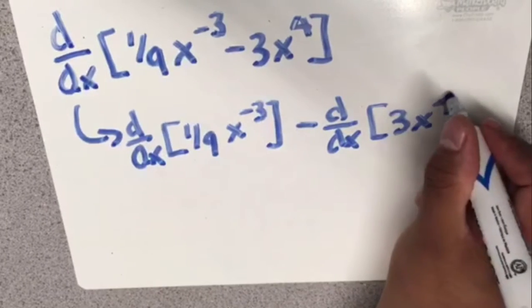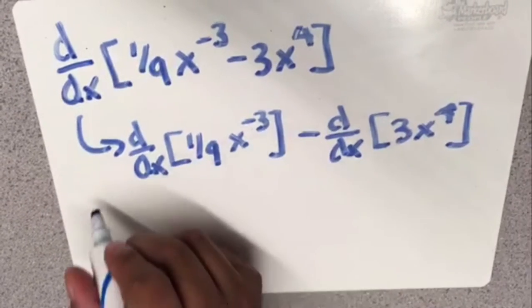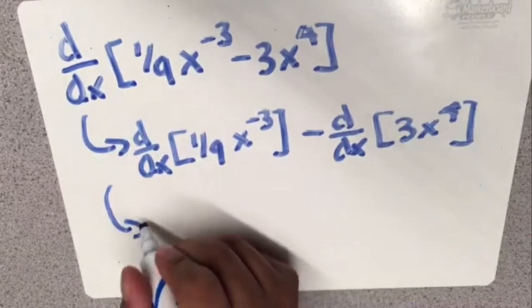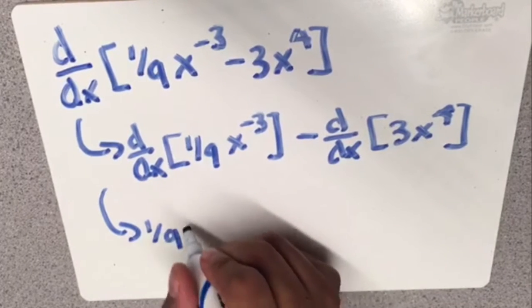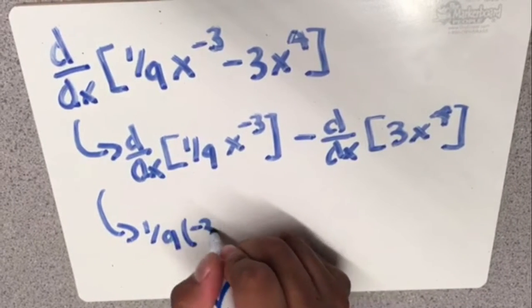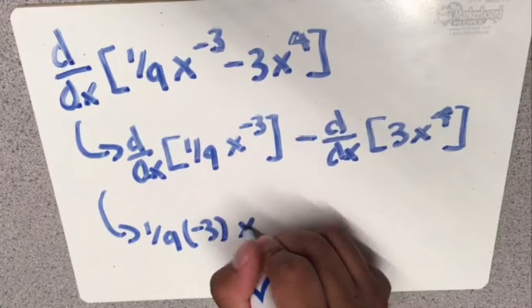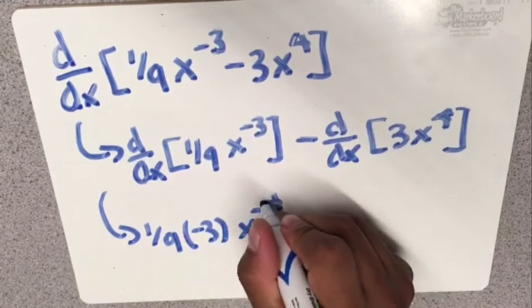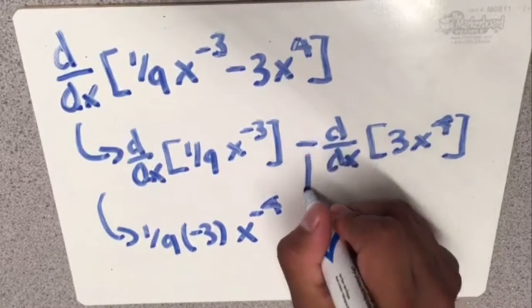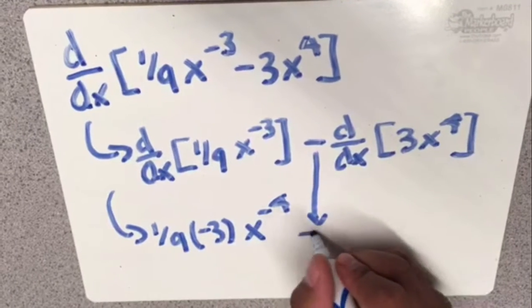So now you solve for d over dx, 1/9 x to the negative 3. So you first drag the exponent negative 3 to the front of 1/9, so you get 1/9 times negative 3, which gives you negative 3 over 9. Now you subtract 1 from negative 3, and that gives you negative 4.